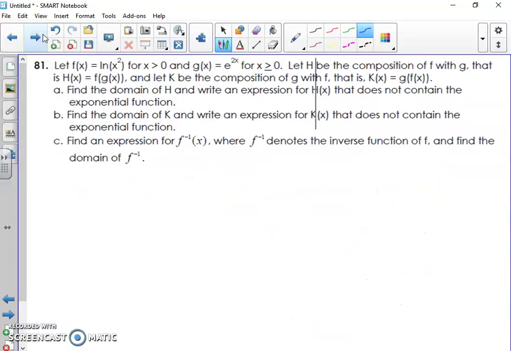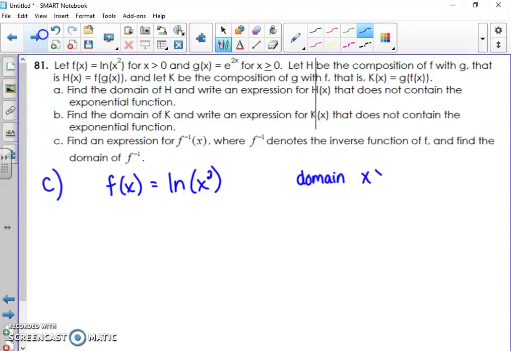Okay, so next we'll move on to part C, and part C asks us to find an inverse and also asks for the domain. So for f of x, we have f of x equals natural log of x squared, and they tell us that the domain for that is x is greater than 0. That part is given to us in the problem.